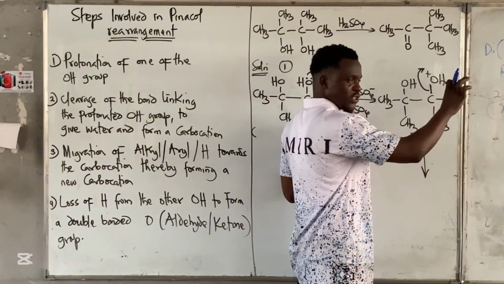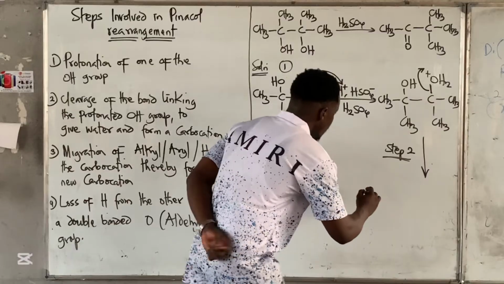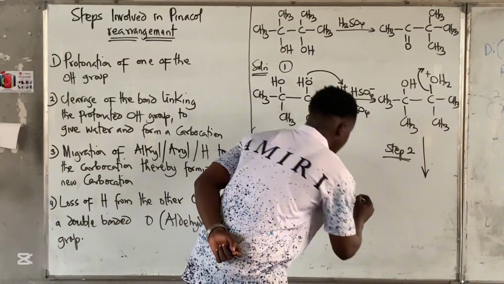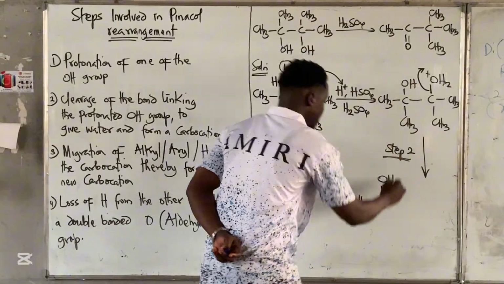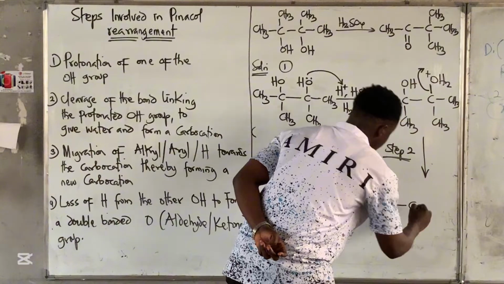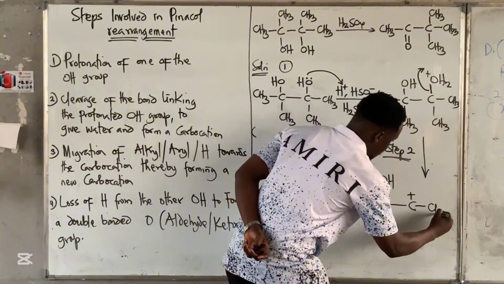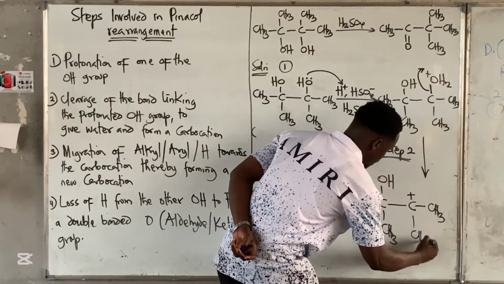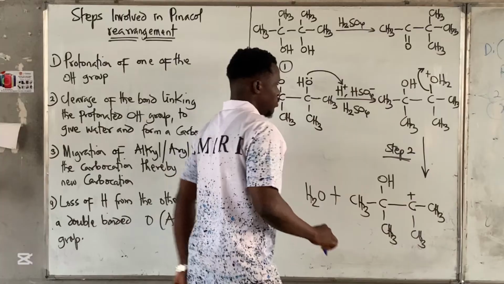Water will now come out as neutral, and this guy becomes a carbocation. So this is what we're going to have. We're going to have CH3, COH, which is this, CH3, C. If I break out this becomes plus CH3 and CH3, plus the water, which is this guy.